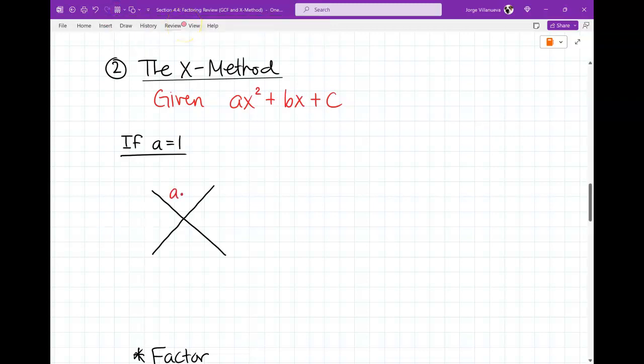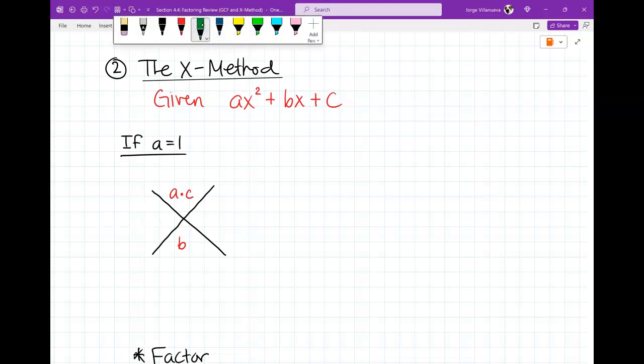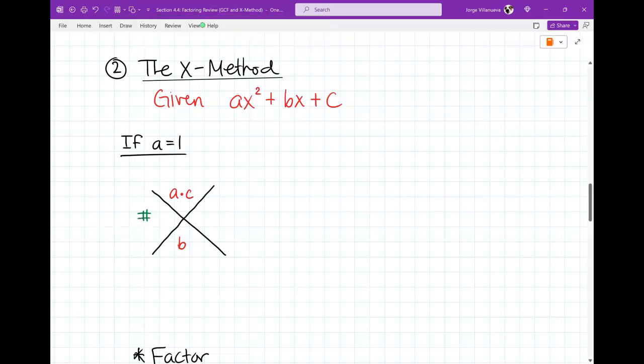On top, you multiply A times C. Whatever A is times C, you're going to multiply that. You write that on top. On the bottom of that X, you're going to put the B value, whatever that happens to be. Now here's the kind of weird part. On both sides, you're going to think of two numbers, and those two numbers together have to multiply to A times C, and they should add to whatever B is.